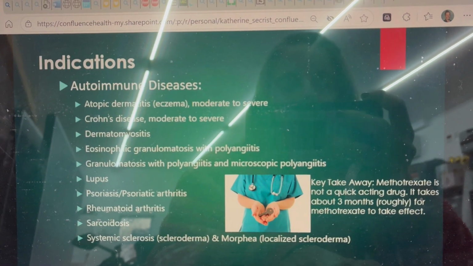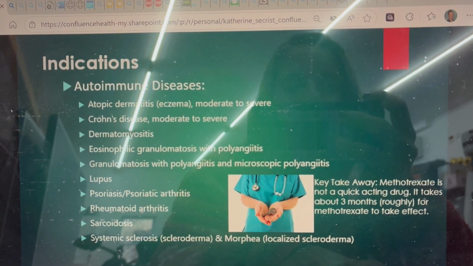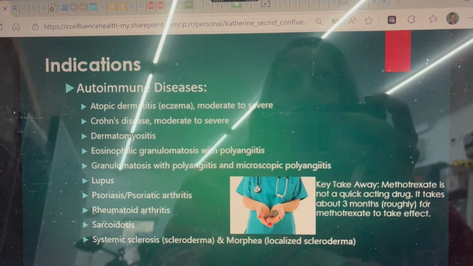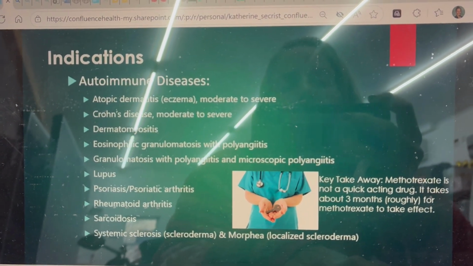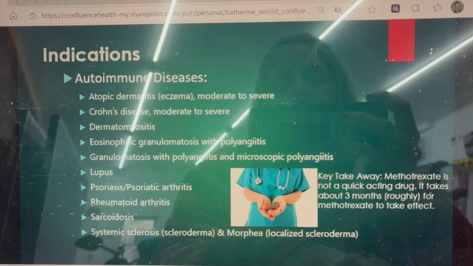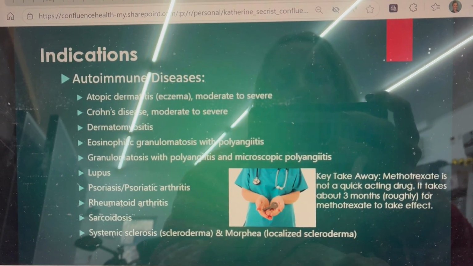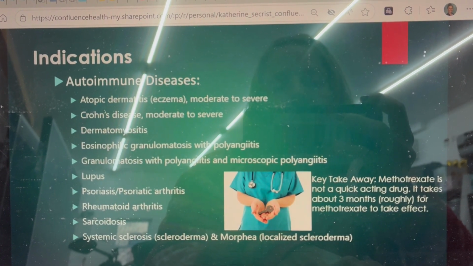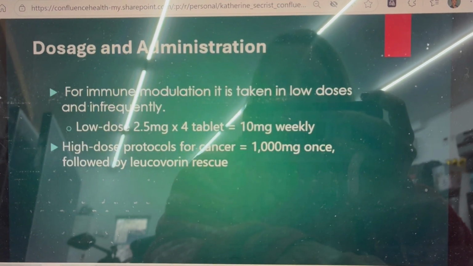Key takeaway: methotrexate is not a quick-acting drug. It takes roughly 3 months for methotrexate to take effect. So if the patient is feeling like methotrexate is not helping or working, the doctor may encourage them to stay on it for 3 months to see how they feel.